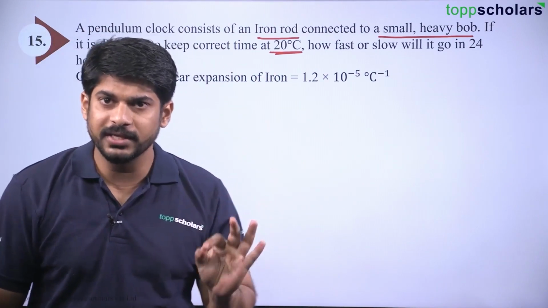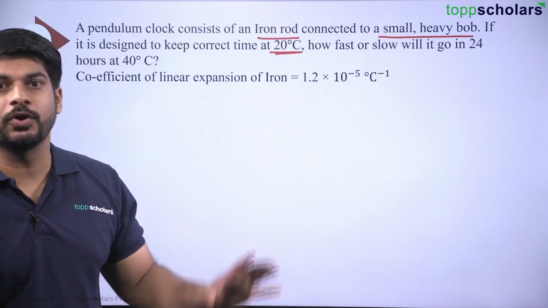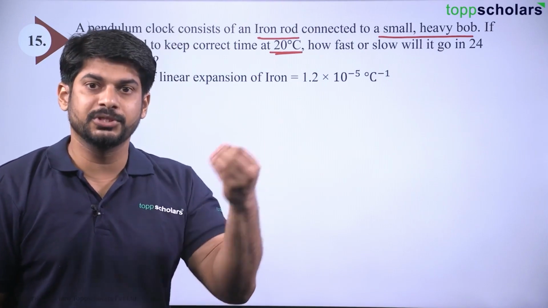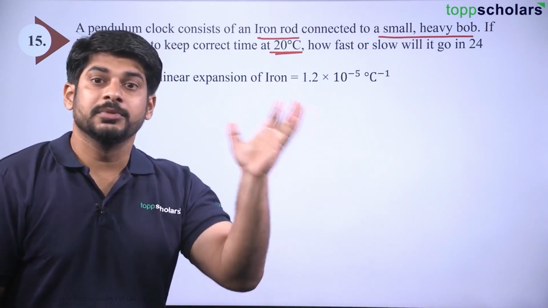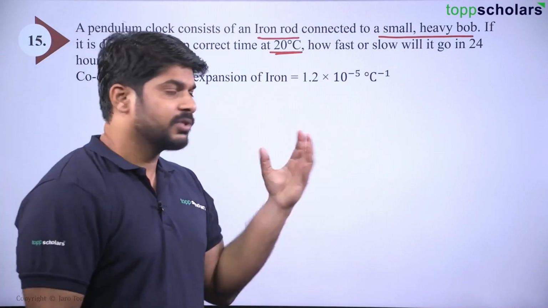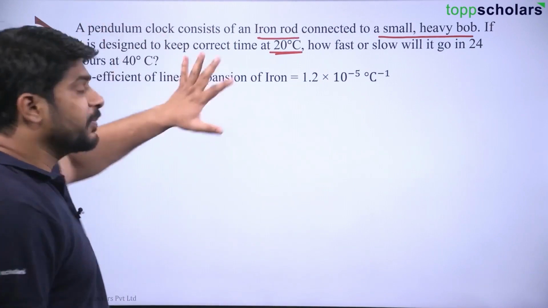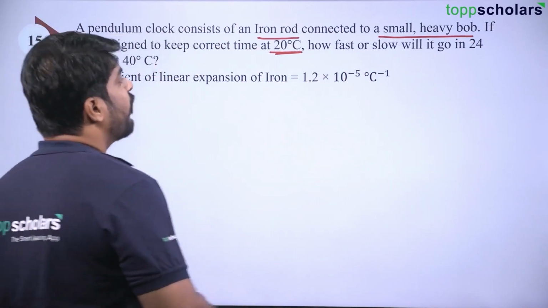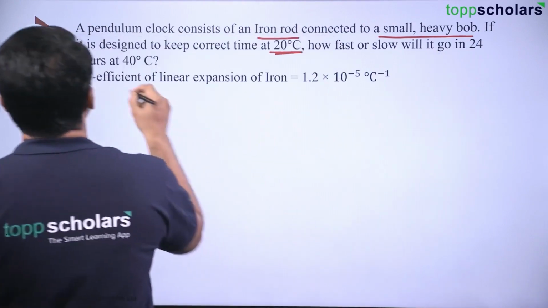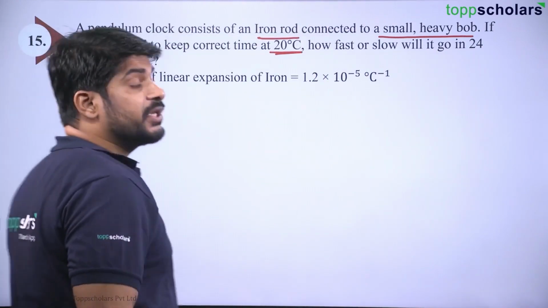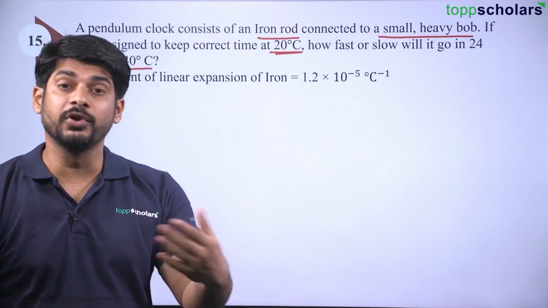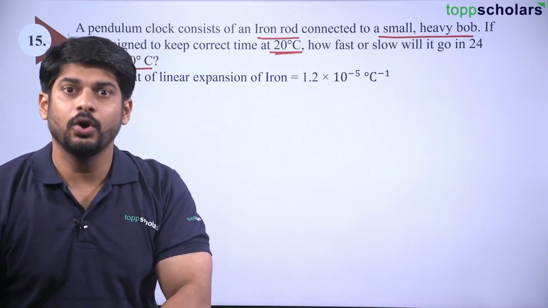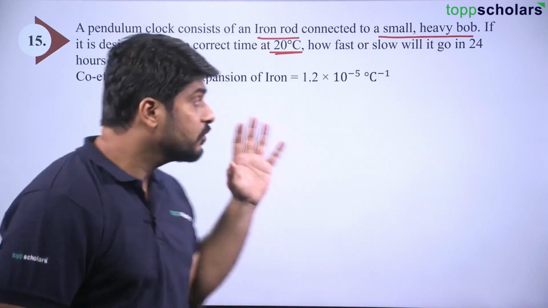We all know one thing: whenever the temperature changes for any material, it starts expanding or contracting. If the temperature increases, definitely it will expand. If the temperature decreases, it will contract. So it has been designed for working at exactly 20 degrees Celsius, isn't it? Now, how fast or slow will it go in 24 hours at 40 degrees Celsius? That means if the temperature changes to 40 degrees Celsius, then what will happen? Whether it will slow down or become faster, that is what we have to find out.